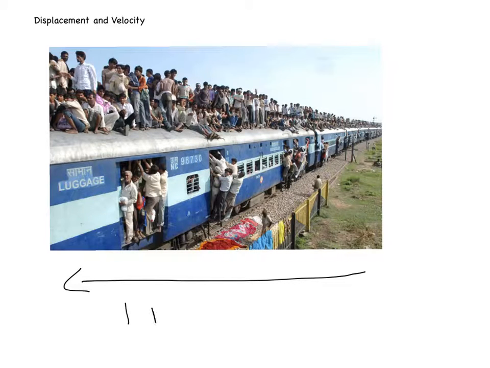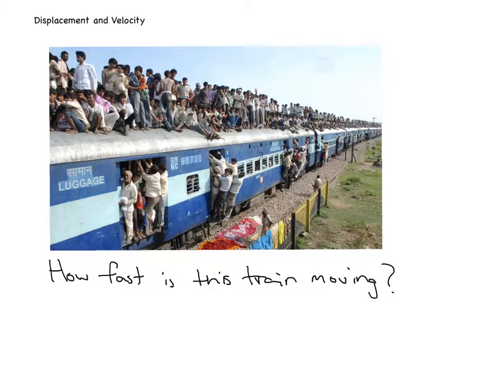This is a one-dimensional motion. The reason it's one-dimensional is because the train is on a track, and that track limits the motion to only one direction. So I could ask, how fast is this train moving?